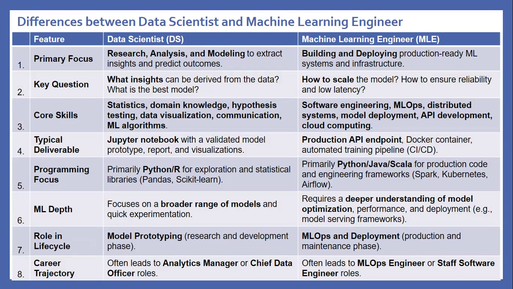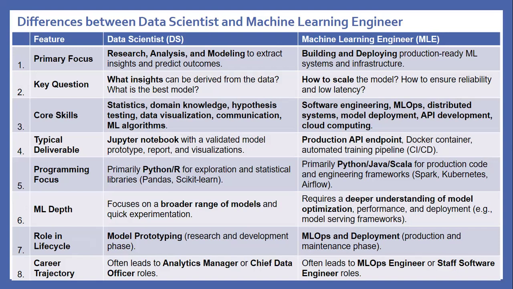Typical deliverables. Data scientist: Jupyter notebook with validated model prototype, report, and visualization. Machine learning engineer: production API endpoint, Docker container, automated training pipeline, CI/CD. Programming focus. Data scientist: primarily Python, R for exploration and statistical libraries, Pandas, scikit-learn. Machine learning engineer: primarily Python, Java, Scala for production code and engineering frameworks, Spark, Kubernetes, Airflow.